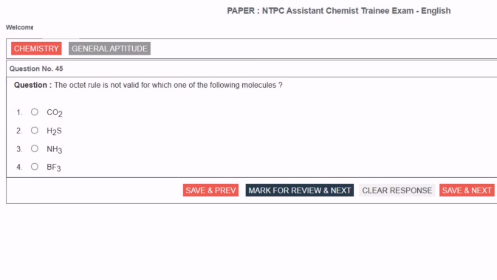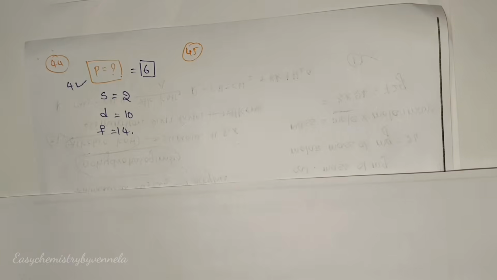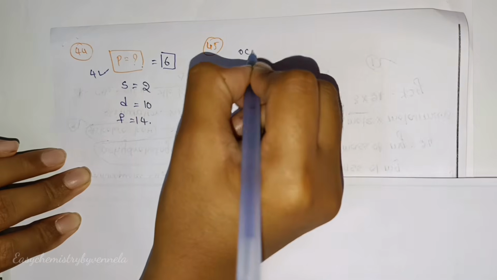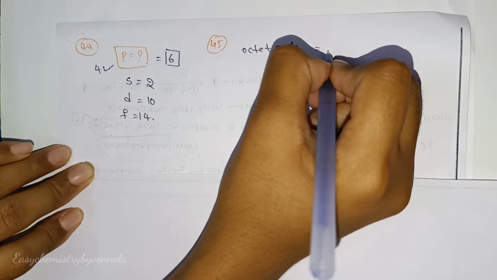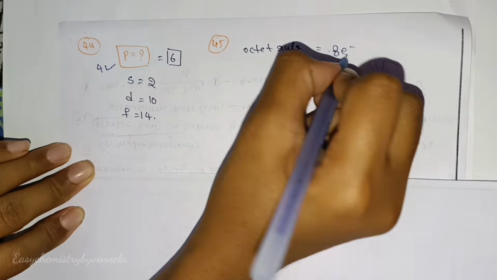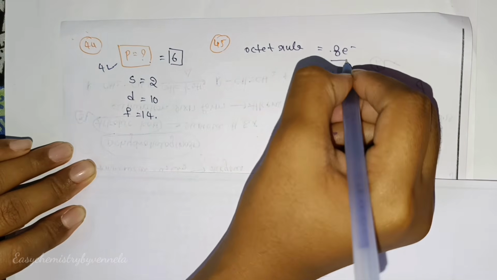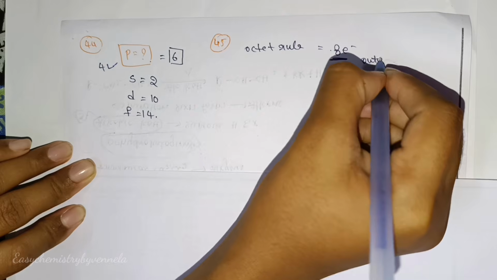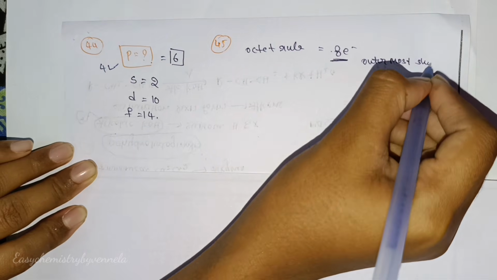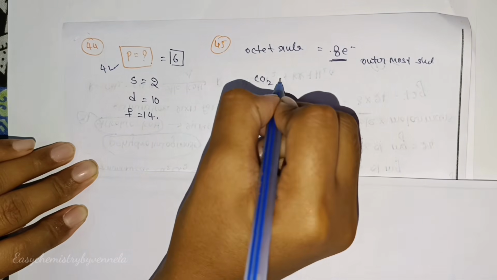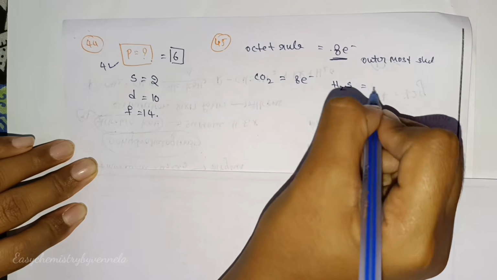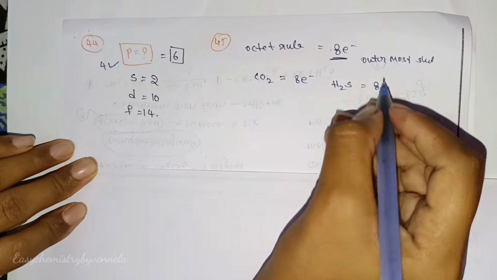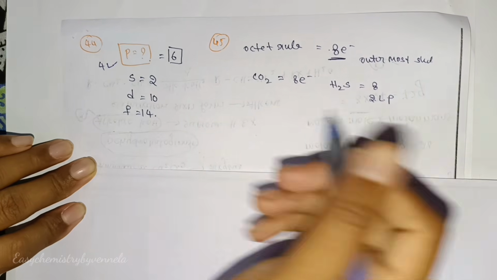Next question. The octet rule is not valid for which of the following molecules? What is the octet rule? Atoms tend to gain, lose or share electrons to achieve 8 electrons in the outermost shell. In CO2, how many electrons? It is 8 electrons. Next, H2S. This is also 8 electrons. In H2S, 2 lone pairs are present.